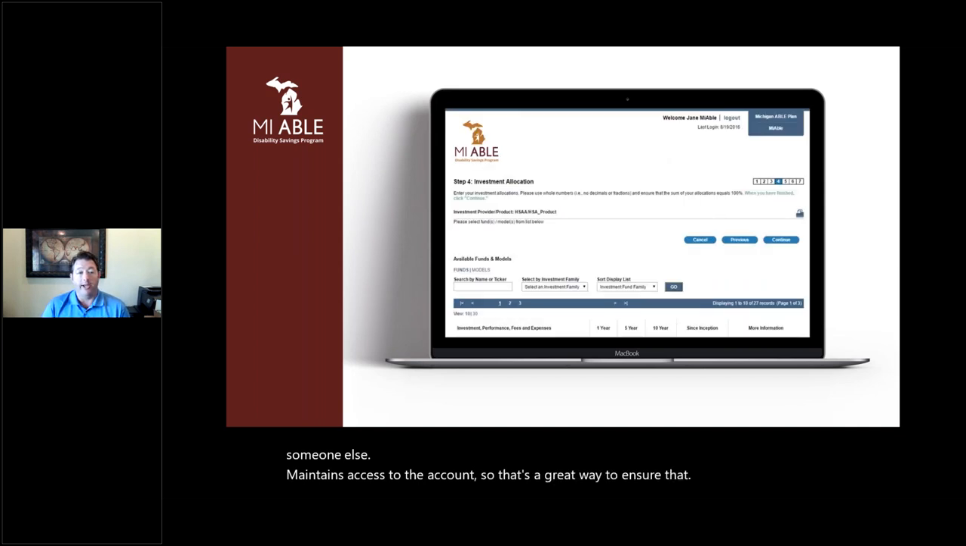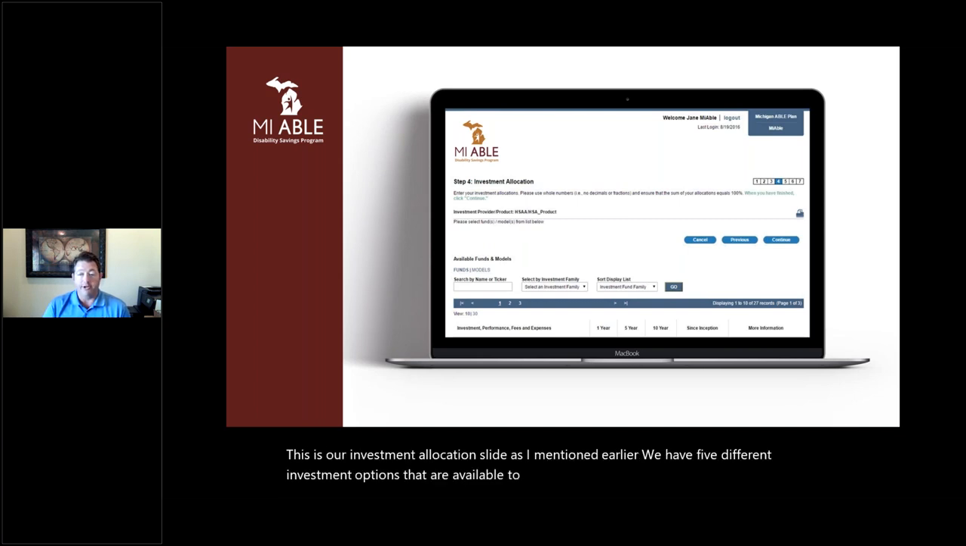This is our investment allocation slide. As I mentioned earlier, we have five different investment options that are available to you. And again, they range from very aggressive, 100% of the stock market, to very conservative, only 20% of the stock market. There are some cash components and some bonds. It's actually some real estate components with those as well.